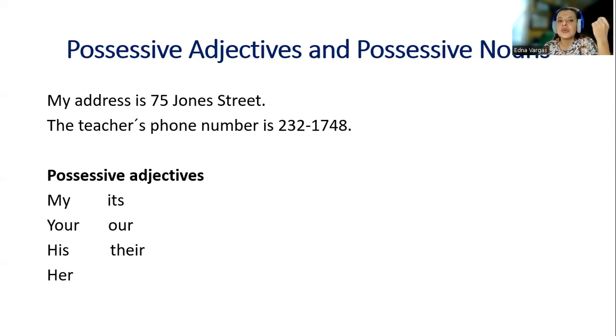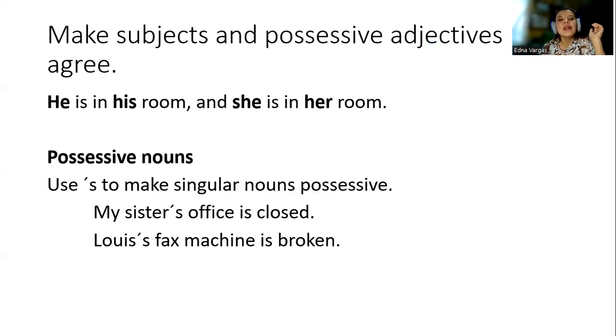Okay. And I can tell you also my phone number is 3311501240. And I'm talking about my phone number. Or I can use a third person example, saying the teacher's phone number is 2321748. So the possessive adjectives are my, your, his, her, its, our, and their. Well, I'm going to show you some examples using possessive adjectives. For example, he, the subject he, is in his room, and she is in her room.